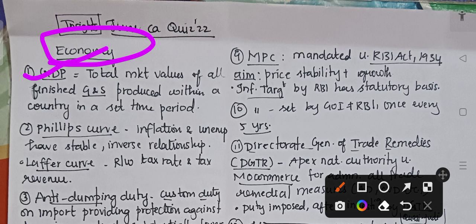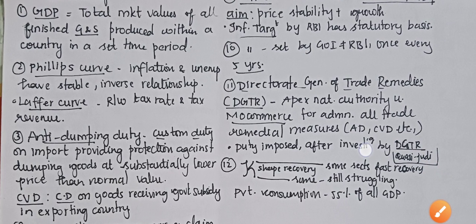The first fact is about GDP. GDP is the total market value of all finished goods and services produced within a country in a set period of time. Basically, it is a 1-year period, or sometimes it is calculated on a monthly basis also, or quarterly basis.